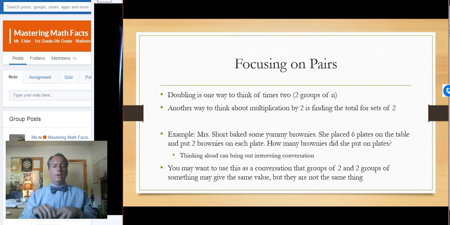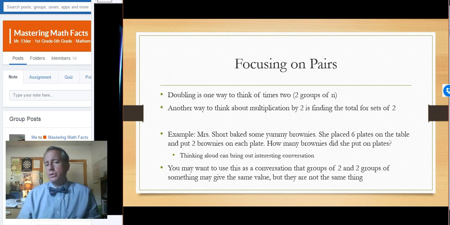The clarification here that you might want to use as a conversation is that groups of 2 and 2 groups of 2, again, they may give you the same value, but they're not the same thing, right? So when I draw out the plates of brownies and I have my 6 plates drawn and I put my 2 brownies on each plate, that's very different, right? Then that's 6 groups of 2. 2 groups of 6 would look very different, and we could certainly draw that and talk about how it has the same number of brownies, the same value, but it isn't necessarily the same.